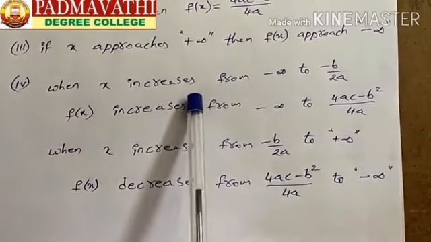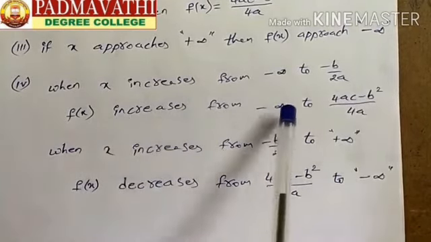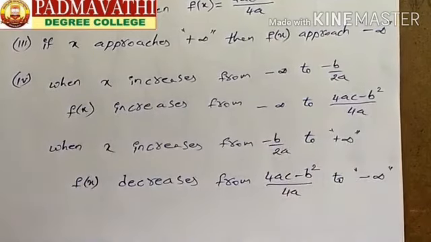When x increases from minus infinity to minus b by 2a, f of x is increasing from minus infinity to 4ac minus b square by 4a. When x increases from minus b by 2a to plus infinity, then f of x is decreasing from 4ac minus b square by 4a to minus infinity.